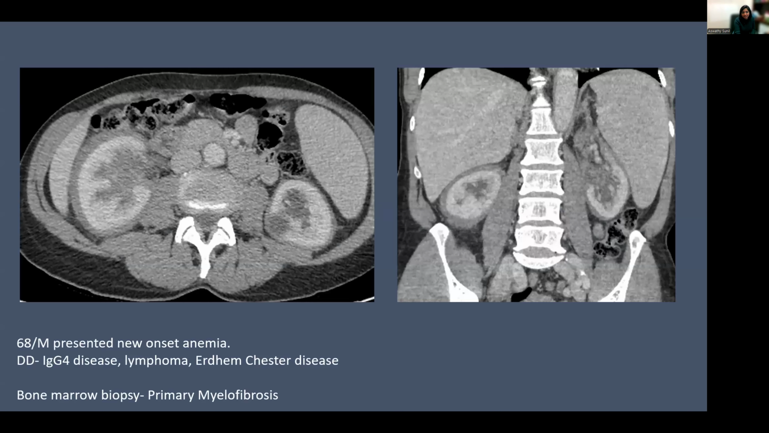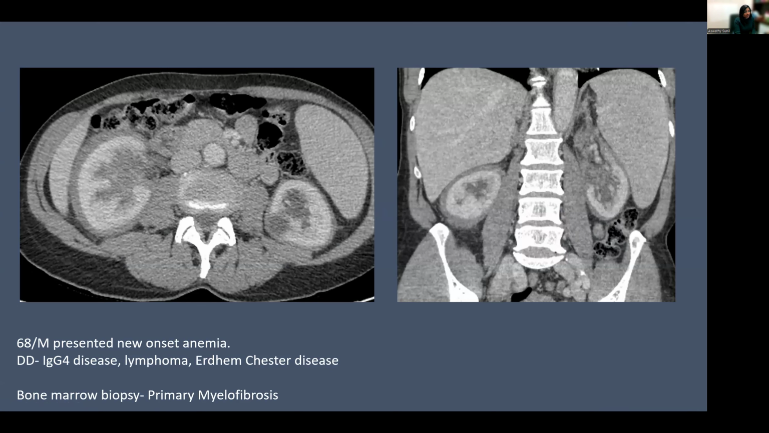This is an interesting differential diagnosis. This is a 68-year-old male who presented to us with new-onset anemia. And you see this diffuse perinephric soft tissue thickening, and even in the renal pelvis, there is some thickening and some round opacities in the parenchymal cortex, which is again seen on the coronal sequence. So we get the differential diagnosis of IgG4-related disease, or lymphoma, or even Erdheim-Chester disease.